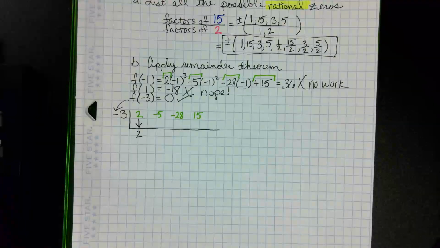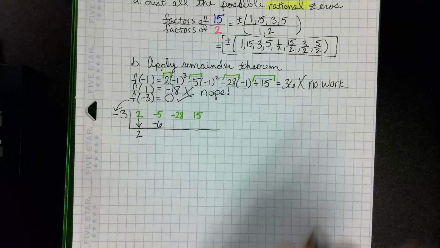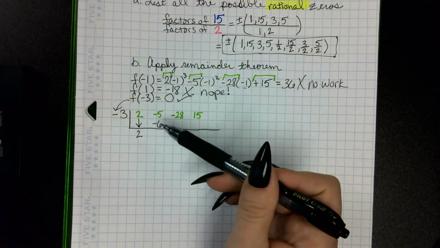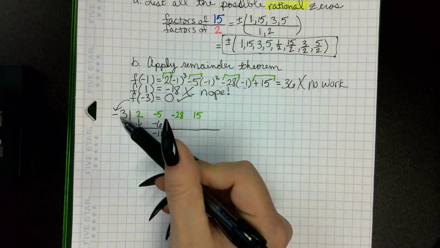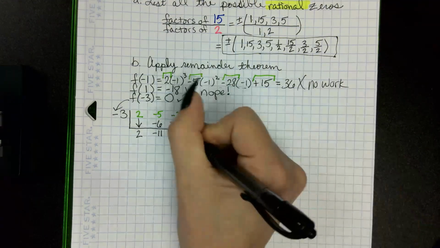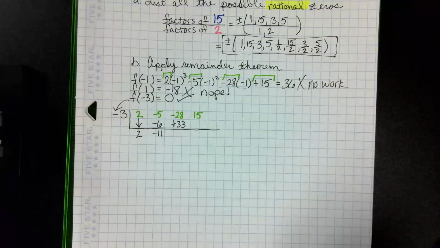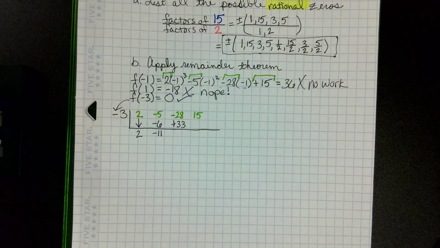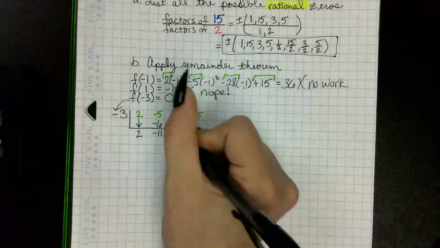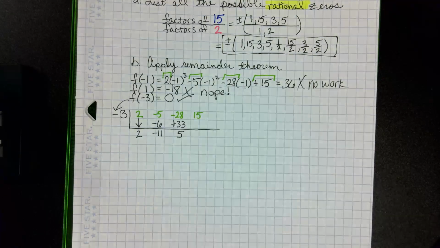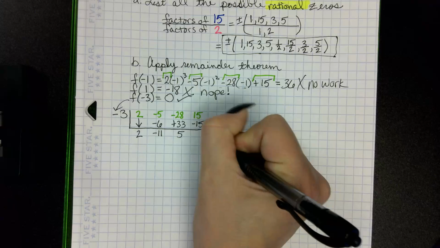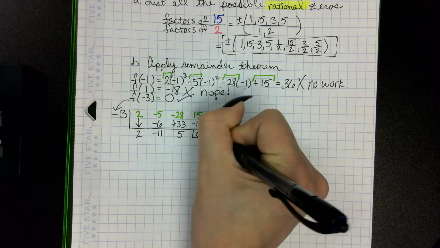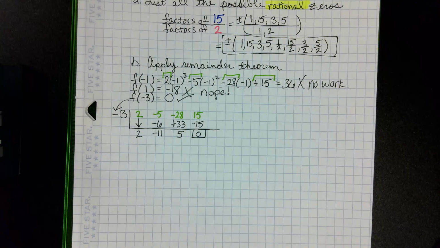So I bring down the 2. 2 times negative 3 is negative 6. Then I add: negative 5 minus 6 gives me negative 11. Negative 11 times negative 3 gives me positive 33. So then I add the column: negative 28 plus 33 gives me 5. 5 times negative 3 gives me negative 15. 15 minus 15 gives me 0. So that's a little built-in check right there. But yes, I got a remainder of 0.